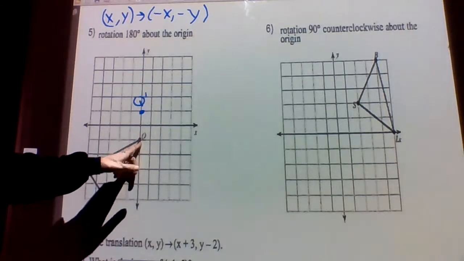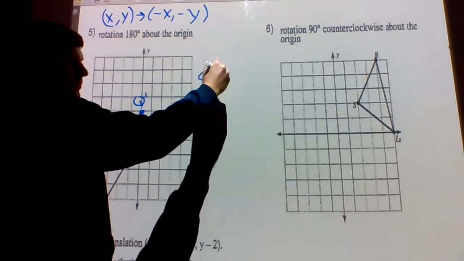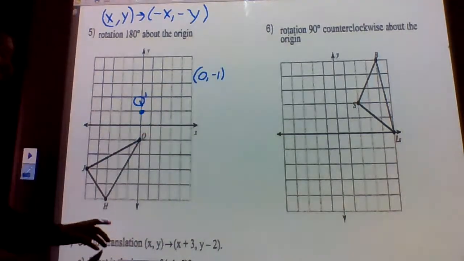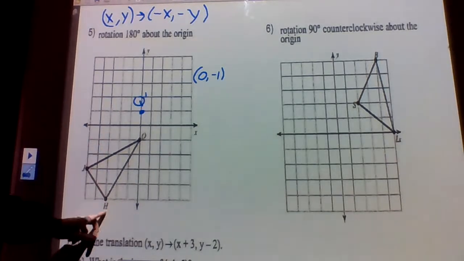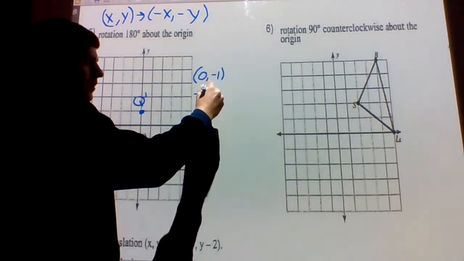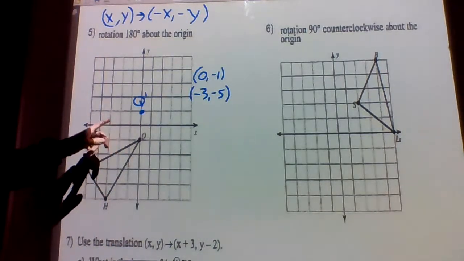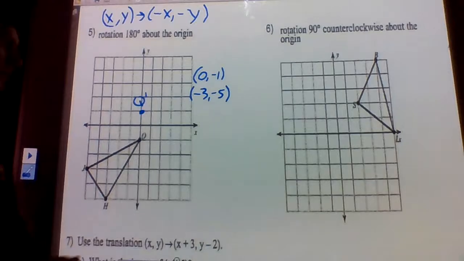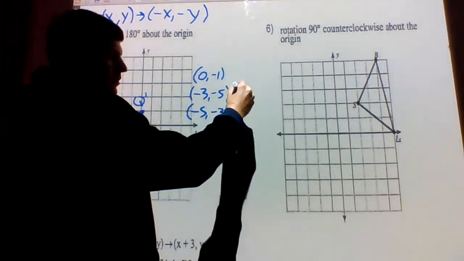So let's write the coordinates out. This is (0, -1). H is (-3, -5). And J is (-5, -3). So all we do here is change our signs.